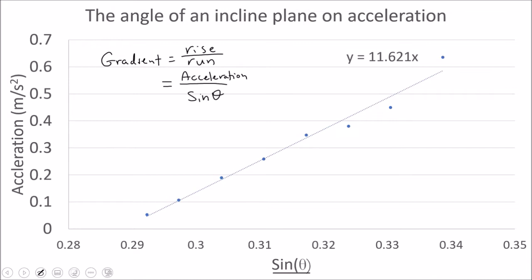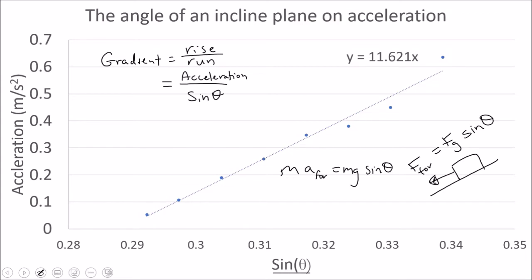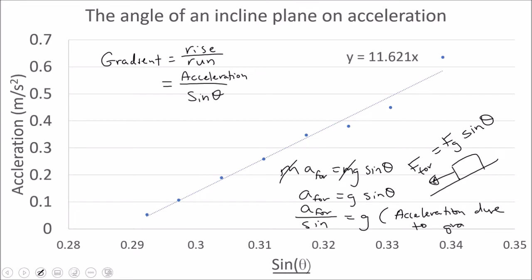Now, if you recall, we said that when an object is going down a ramp, its forward force is a component of gravitational force, sine theta. If I rewrite that, ma forwards equals mg sine theta. Because the masses are the same, they cancel each other out. And then we're left with acceleration forwards equals g sine theta. If I swap the equations around, acceleration over sine theta, I get the acceleration due to gravity. And so that's what my gradient value is telling me here.